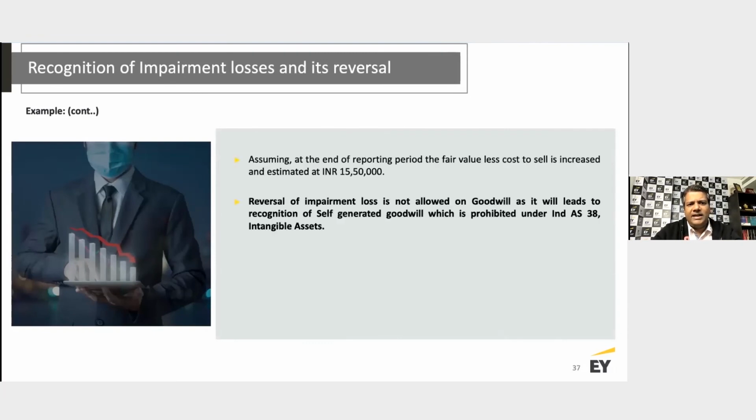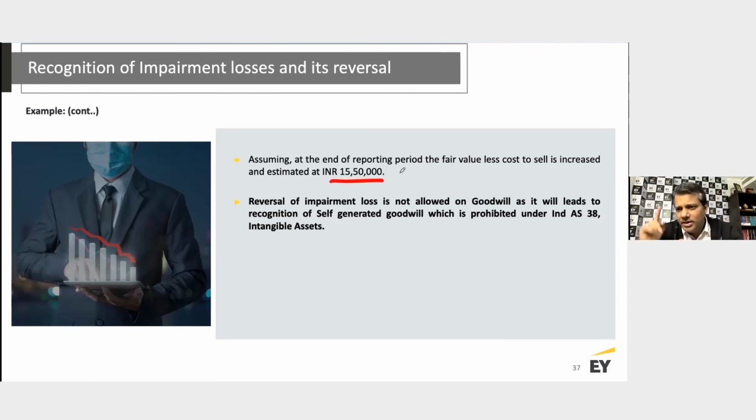Now it says that, assuming at the end of the reporting period, the fair value less cost to sell has increased. Estimated now is 15 lakh 50,000. So it's actually more than 14 lakh 90,000. And the question here is, now we are at 13 lakhs, and it has gone up to 15 lakh 50,000. So should I record this entire gain of 2 lakh 50,000?